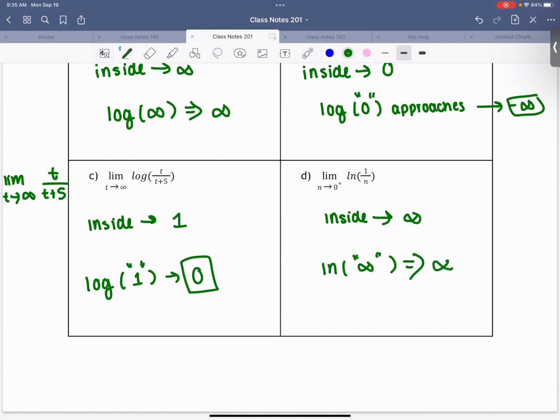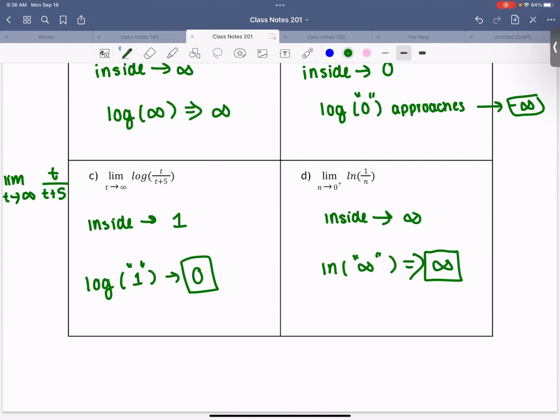Infinity, right? If we take a look at our log graph, as we plug in really, really big numbers, we're getting really, really big answers. So the answer to part D would be infinity. Any questions on part C or D? Oh, Troy?